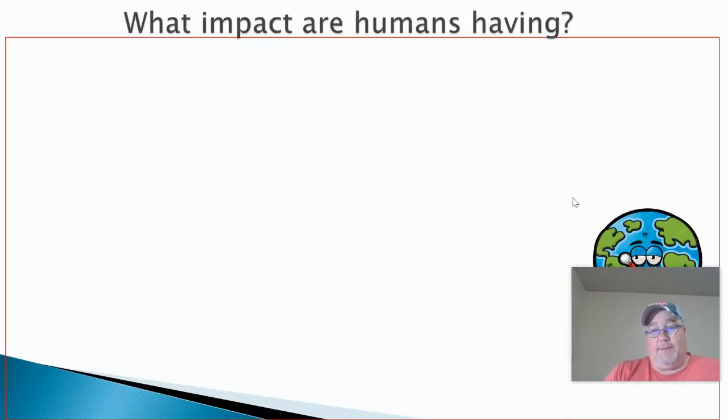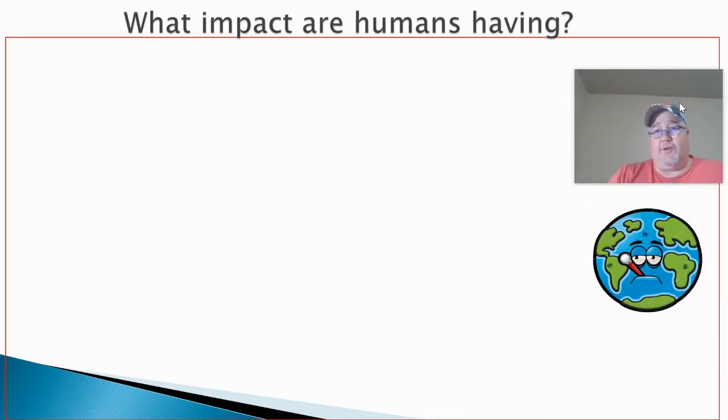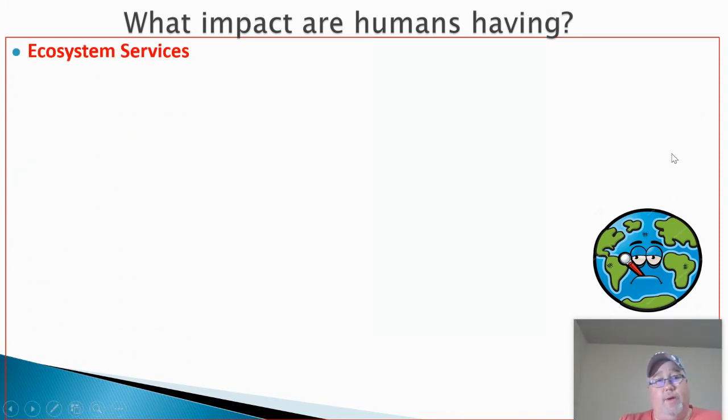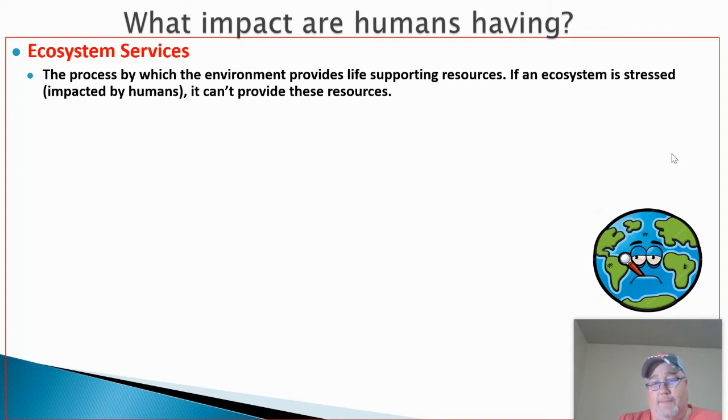Today, I want to focus, at least first of all on this first slide, on a couple of quick terms and some vocabulary. This is a term here that we haven't talked about yet, but we will talk about throughout the year. It's called an ecosystem service. And to really understand the impact that humans are having on the planet, we have to look at specific things. It says here, ecosystem services: the processes by which the environment provides life-supporting resources.